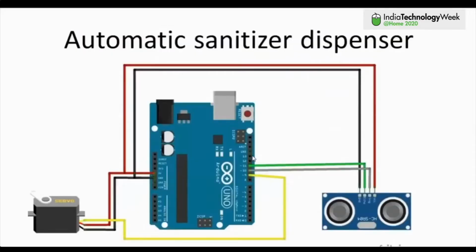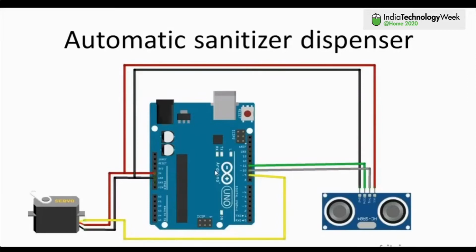This one is a circuit diagram. This one is a development board, a microcontroller board. You can use any microcontroller board if you are familiar with one. If you don't know any microcontroller, don't worry, you can use this one. This is a microcontroller development board, Arduino Uno, which is an open source board.